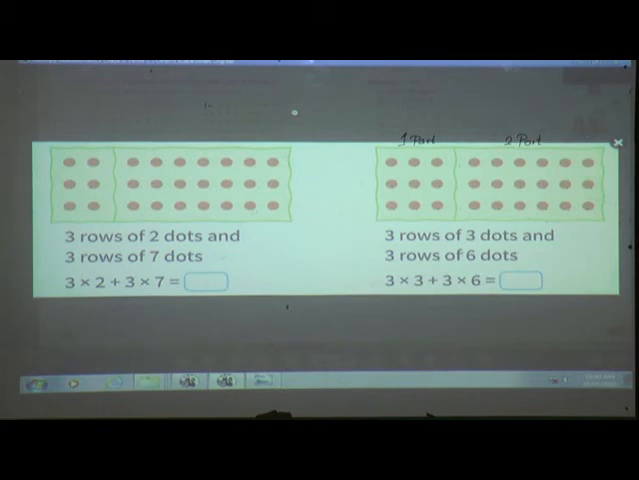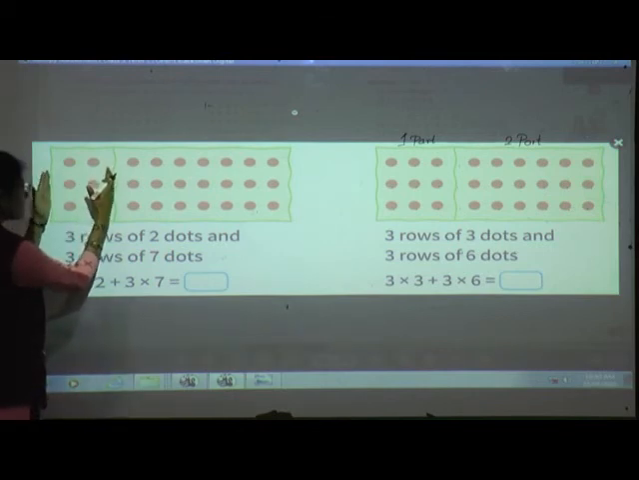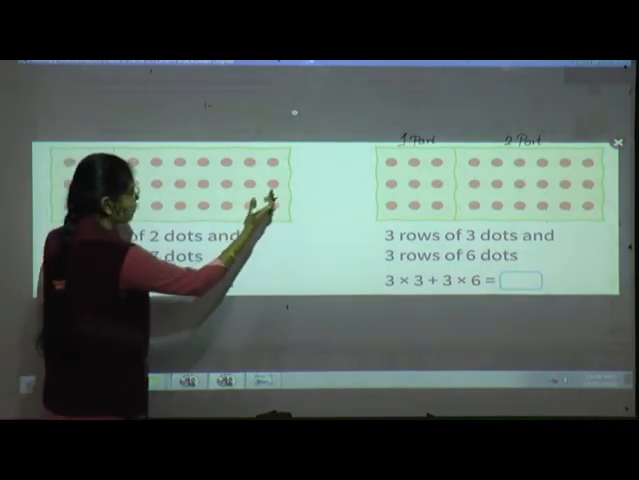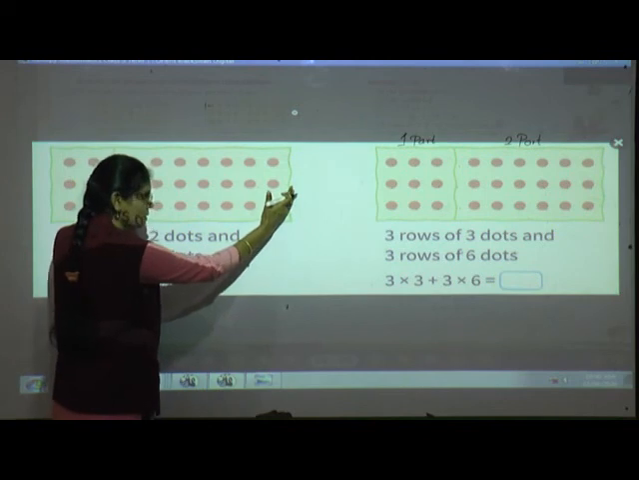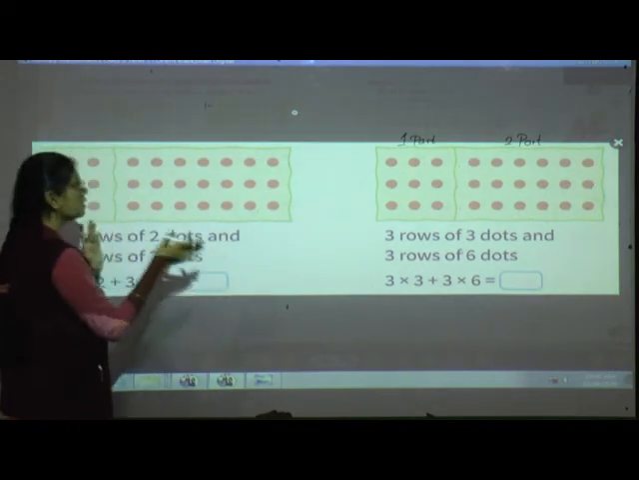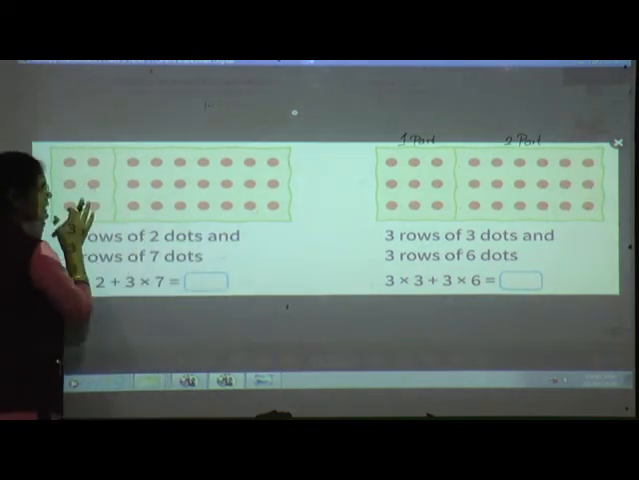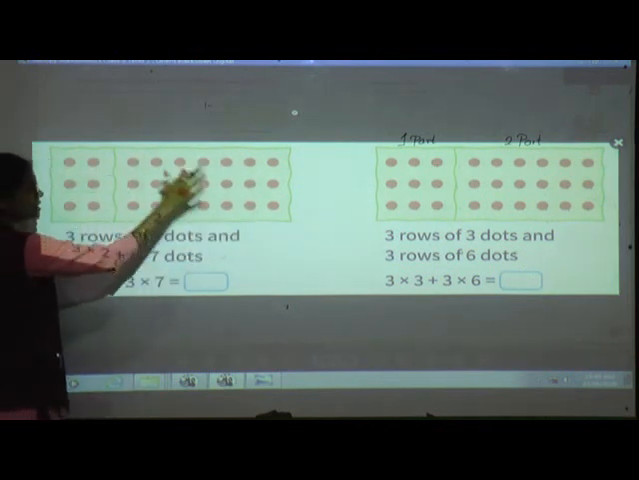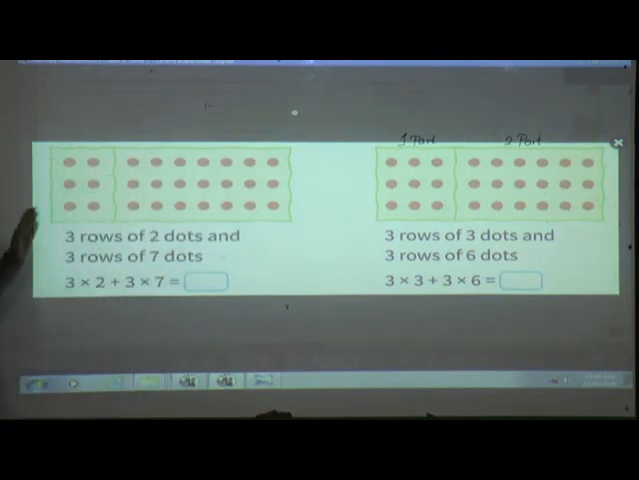So what will we do? First of all we will count how many dots are there in this small part. And then afterwards we will count how many dots are there in this big part, and then we will add these two numbers together, and then we will get the total number of dots present in this big box. Okay, so let us count this part only first.